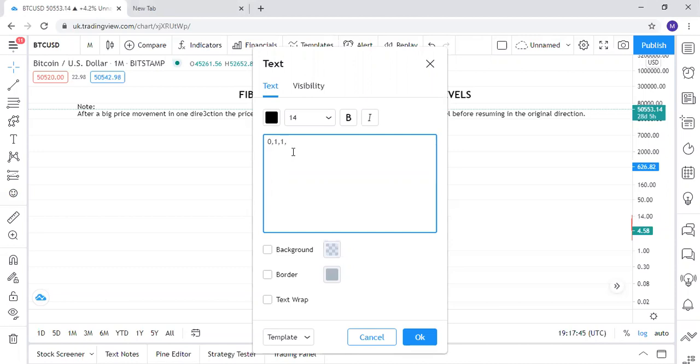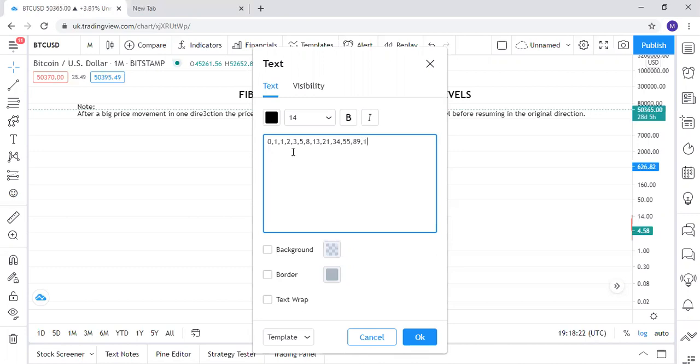So the next number will be what? 2. The next number will be 3. The next number will be 5. The next number will be 8. Awesome. The next number will be 13. The next one will be 21. Yes. The next one will be 34. Awesome. The next one will be 55. The next one will be 89.